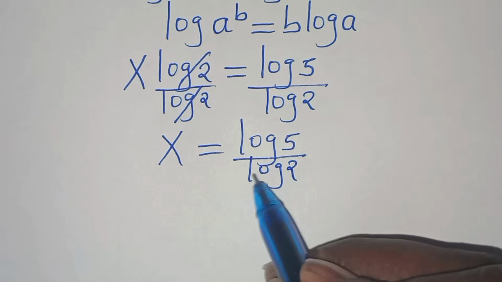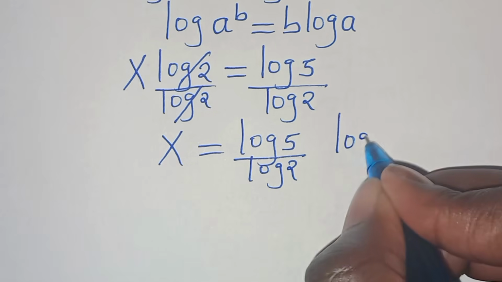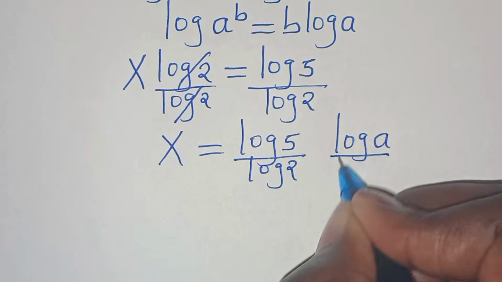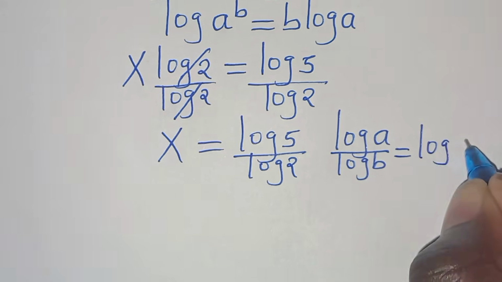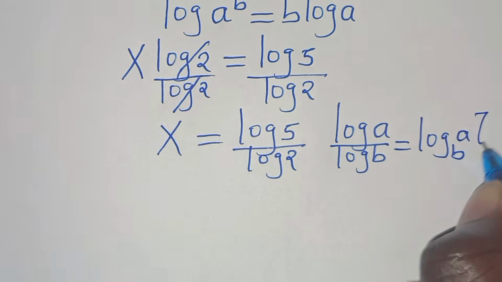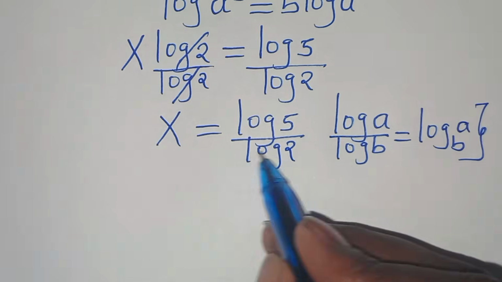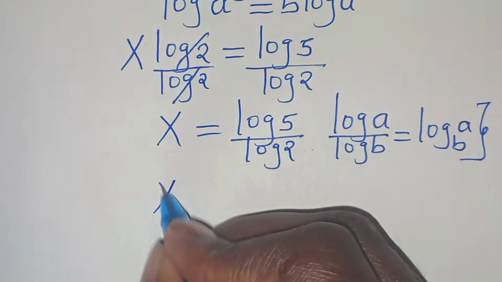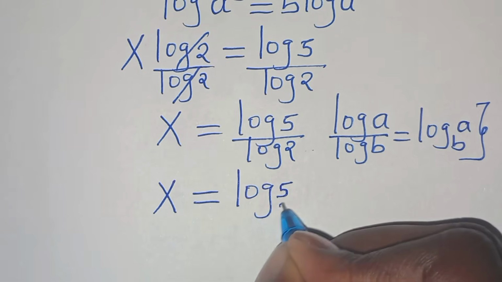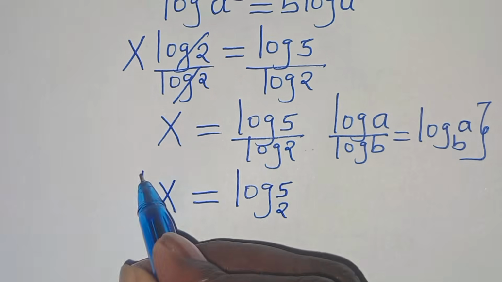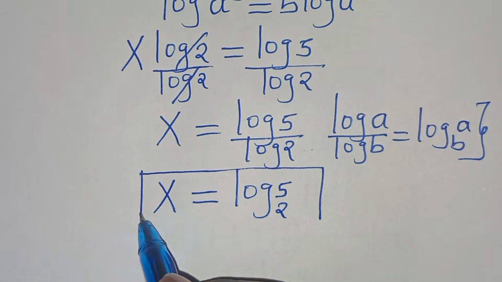Now, log 5 over log 2, this is in the form of log a divided by log b, which we can express as log a to base b. Applying this property, then we have that x is equal to log 5 to base 2. So this is the value of x.